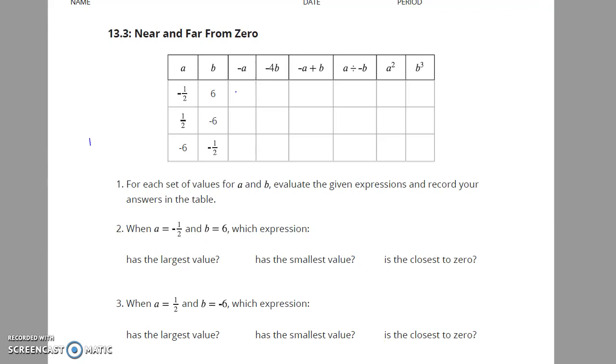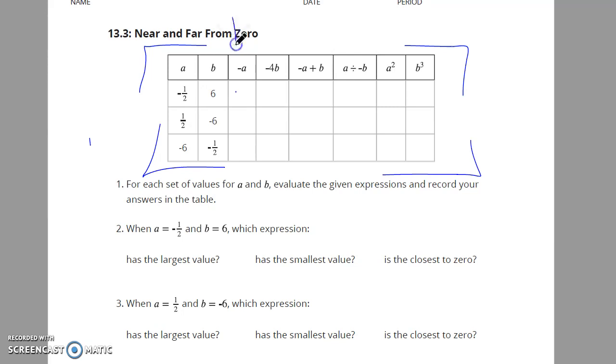So first question, answer the whole table. Your whole table should be filled out. For example, A is going to be negative 1, or negative 1 half, or 1 half, or negative 6. B is going to be 6, negative 6, or negative 1 half.